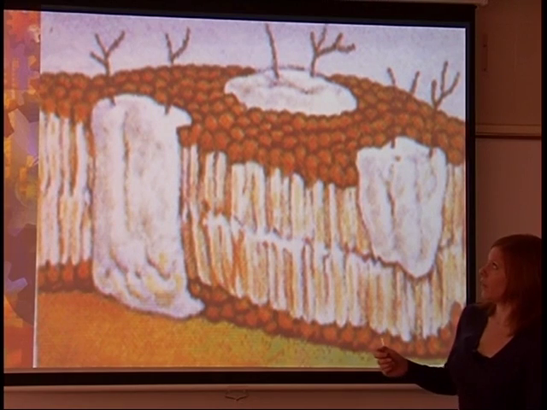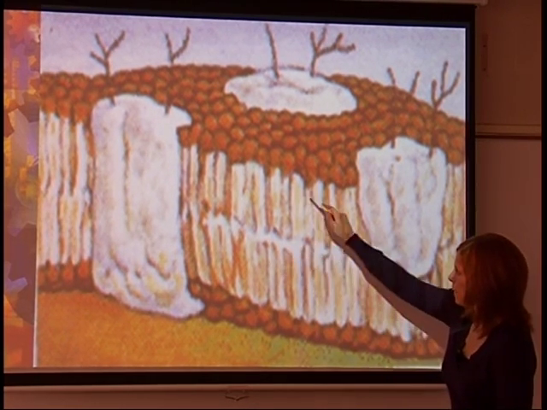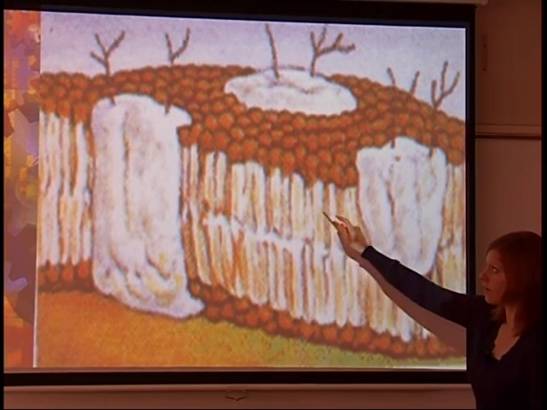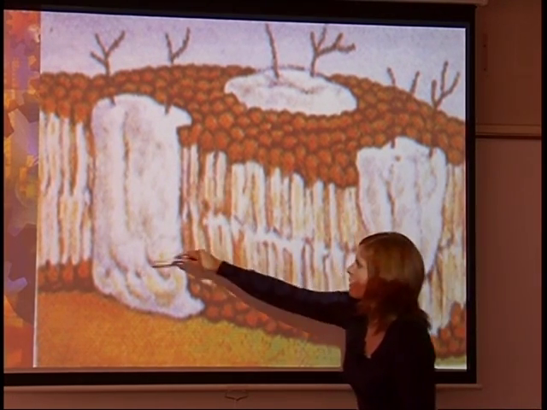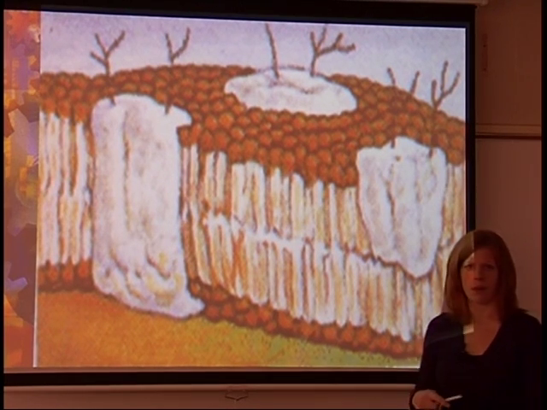This is just showing what the cell membrane would look like very close up. These would be the phospholipids. They're in 2 layers, and these white materials going through would be the proteins stuck in the middle of the cell membrane.